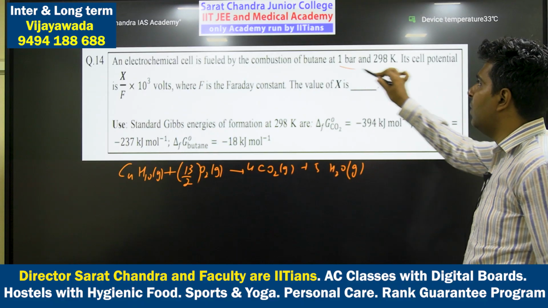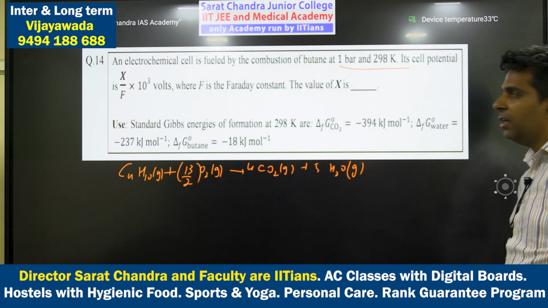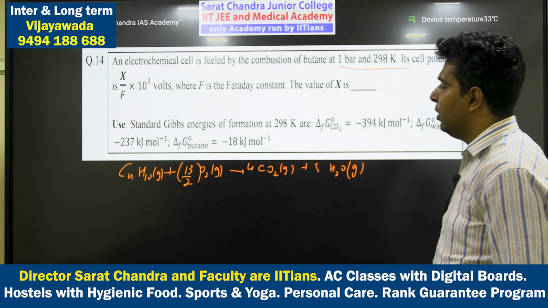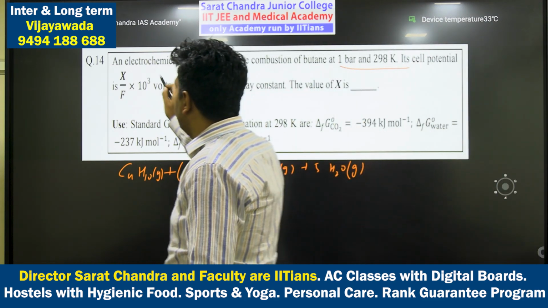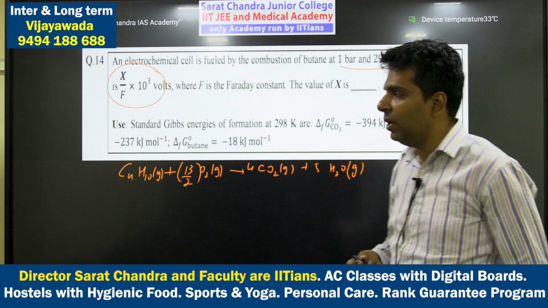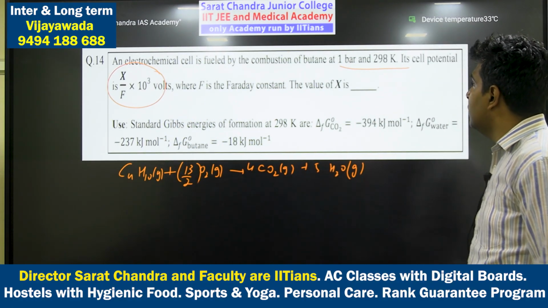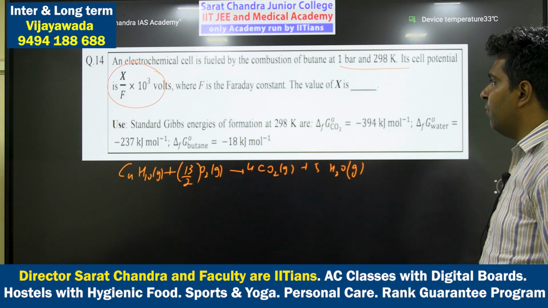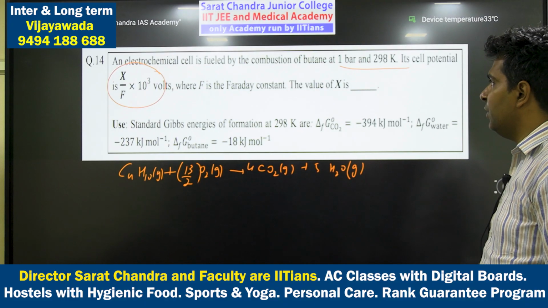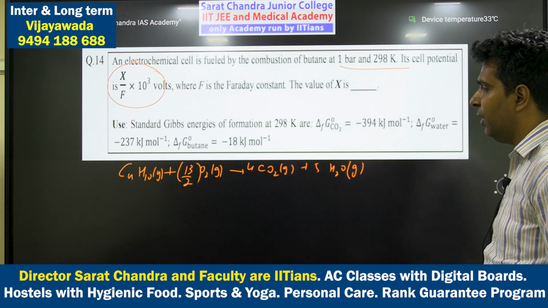Pressure is 1 bar and temperature is 298. So standard condition is given. Its cell potential is given out to be cell potential E0. So this is cell potential at this standard condition, that will be called as E0 only basically. So cell potential EMF of the cell is given out to be X by F into 10 to the power 3 volts, where F is Faraday's constant. The value of X we have to find out.